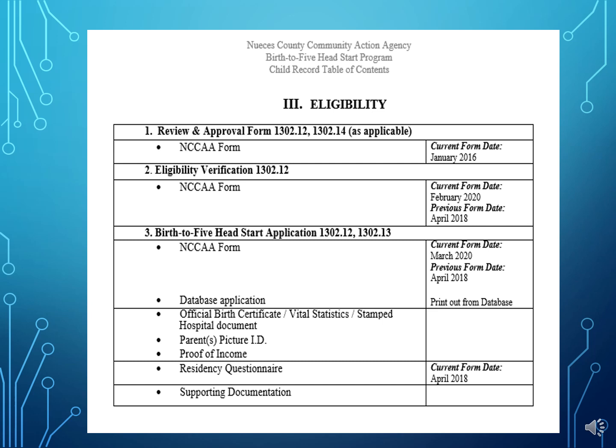So we have the review and approval form. The review and approval form is used for any child that may be staff related, third year, and I'll go over that as soon as we get to the forms. This form has not changed. Then we'll discuss the eligibility verification form, which has been updated, and then the Birth to 5 Head Start application, which has been updated as well.